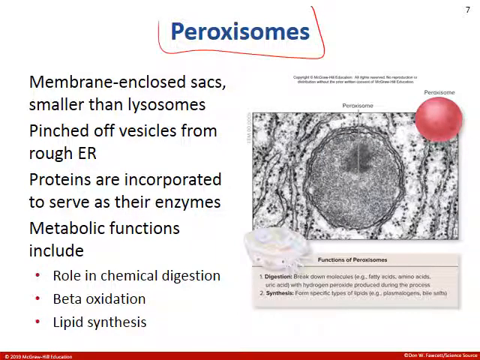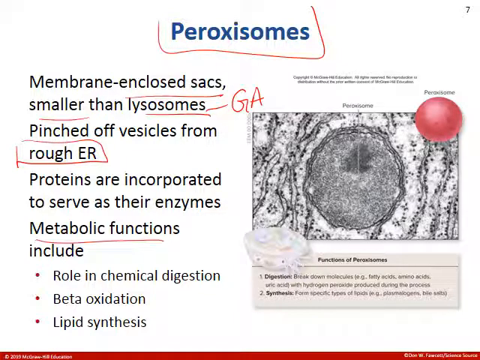Peroxisomes are really interesting structures. They're enclosed sacs, they're smaller than lysosomes, and they come from the rough ER. So just like lysosomes came from the Golgi apparatus, these are pinched off vesicles from the rough ER. And they have lots of metabolic functions. They're kind of interesting because they do chemical digestion. So the reason they were named is they help take peroxide and break it down into water and oxygen.